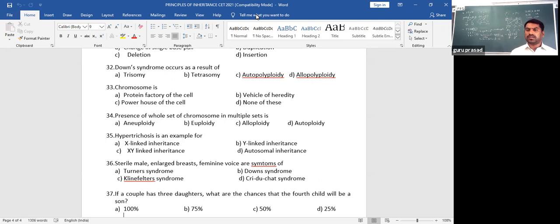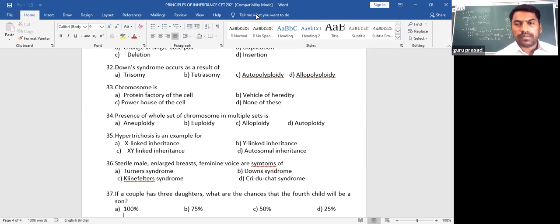Autosomal polyploidy, autosomal aneuploidy, I have taught in the previous class. Addition of a whole set of chromosomes, that is 2n plus n is equal to 3n, or 2n plus 2n is equal to 4n, like that. Either of the same species or of two different species, autopolyploidy and allopolyploidy. Like tomato and potato, two different species. Black grape, white grape, both are the same species, only color changes.